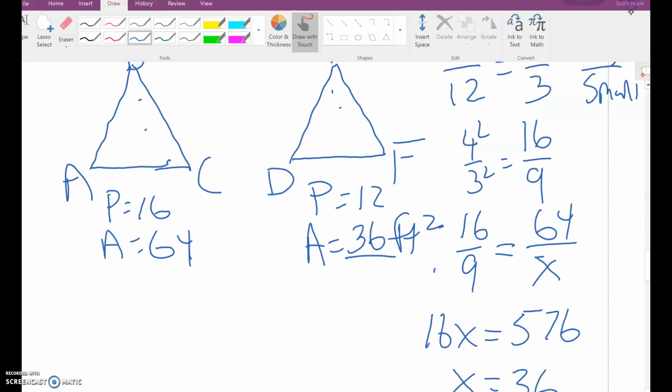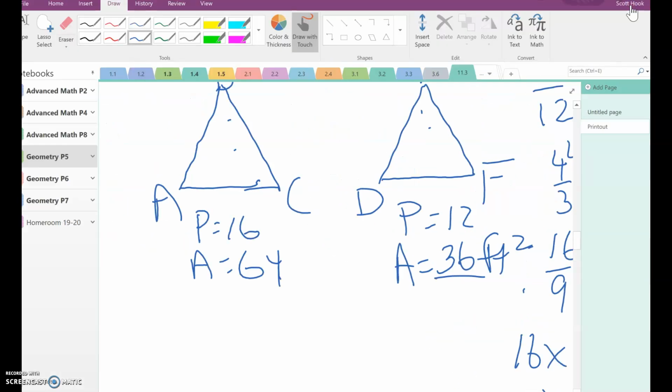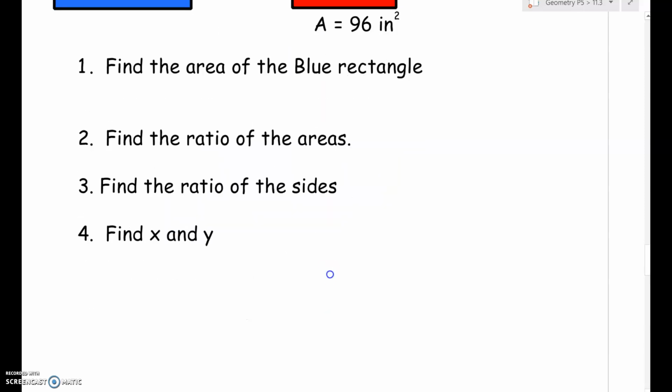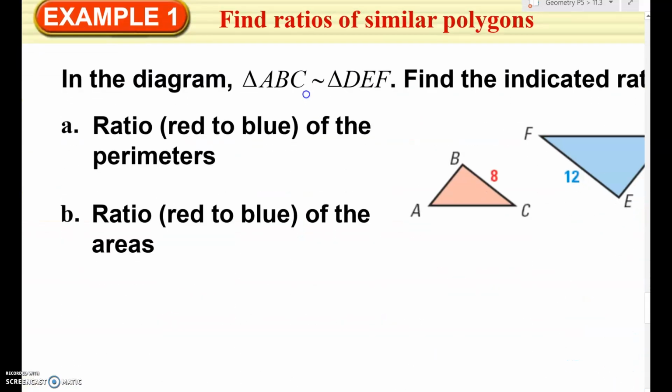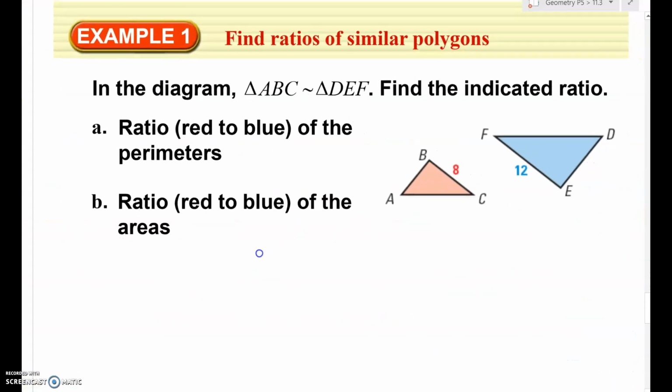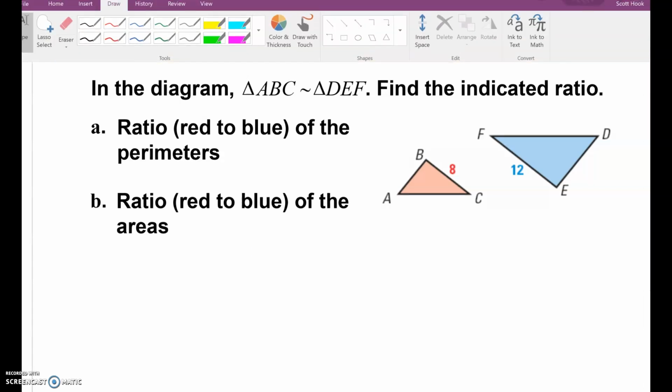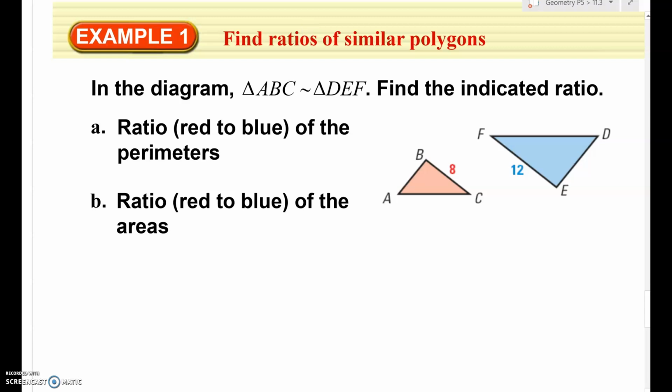All right, so I'm going to have you try one. I didn't have to minimize that. So I'll have you try that one. I would suggest pausing it, so take a moment and pause. Okay, so let's go through this.